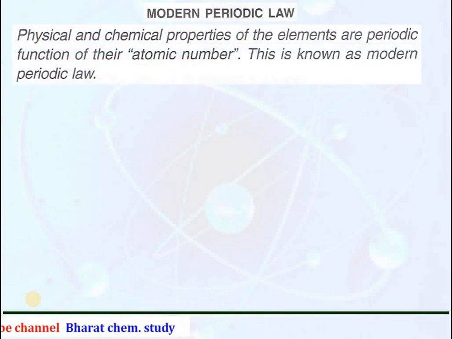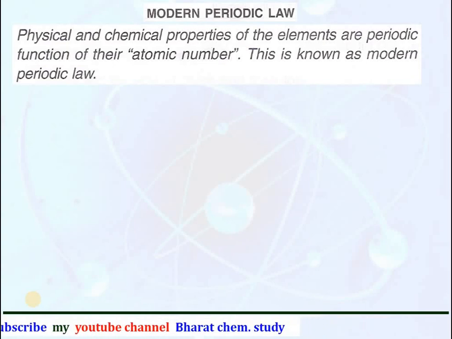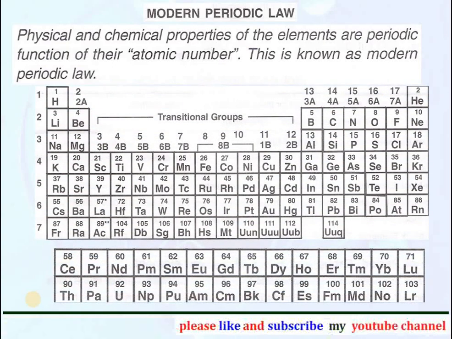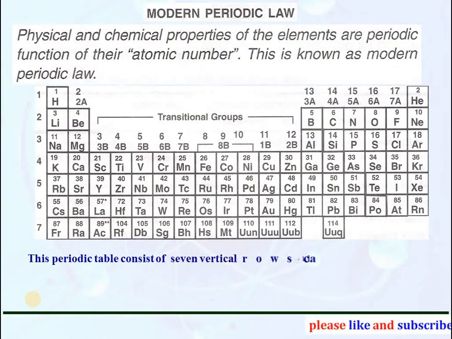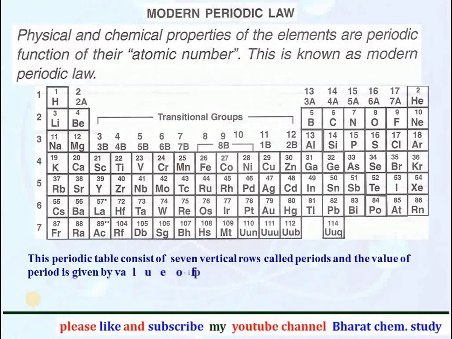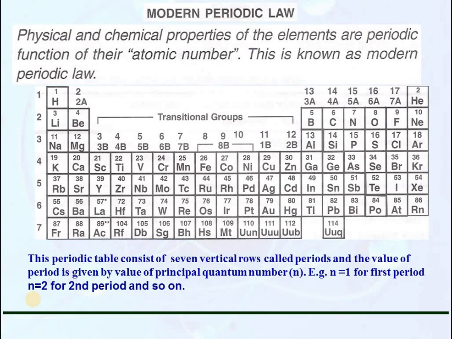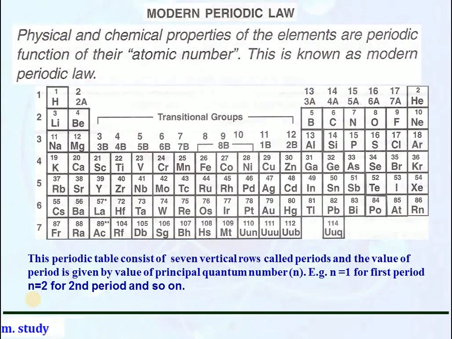It's based on the modern periodic law, which states that the physical and chemical properties of the elements are a periodic function of their atomic numbers, and the modern periodic table is represented like this. We have studied the periodic table in 9th and 10th standard also. This periodic table consists of 7 horizontal rows called periods, and the value of the period is given by the value of the principal quantum number n. For example, if n is 1, it represents the first period. For period 2, n is equal to 2, and so on.